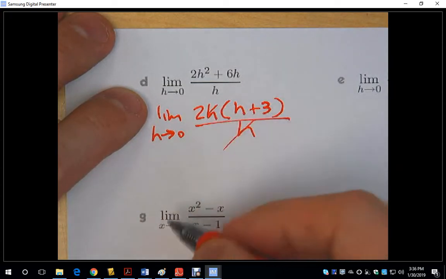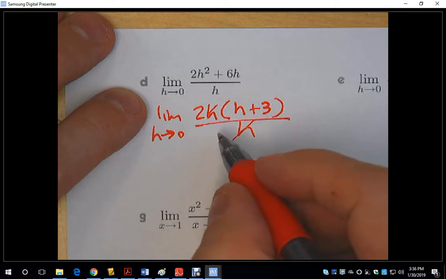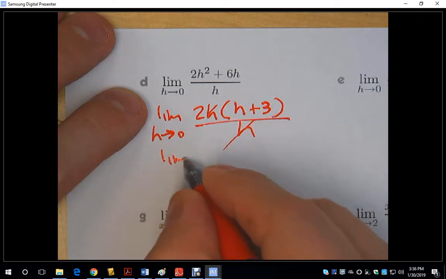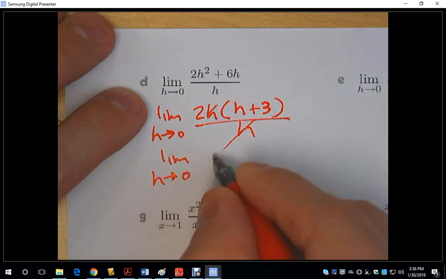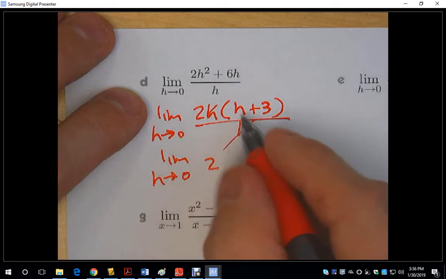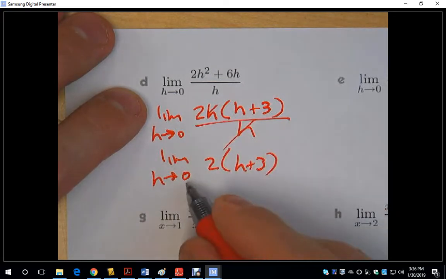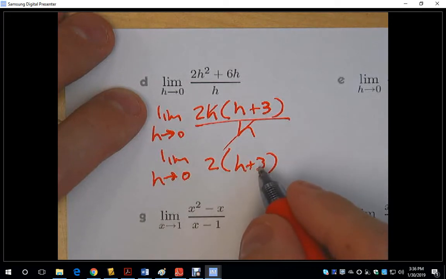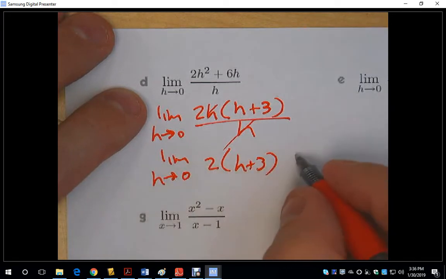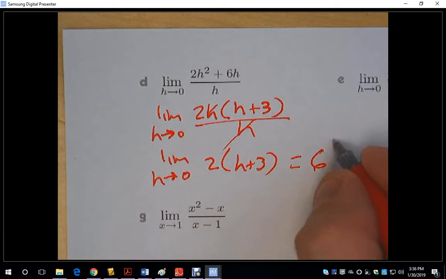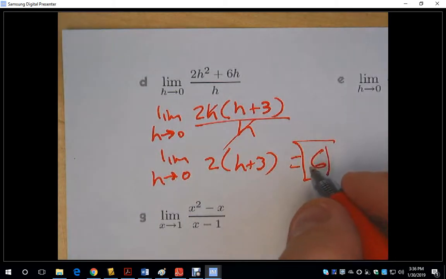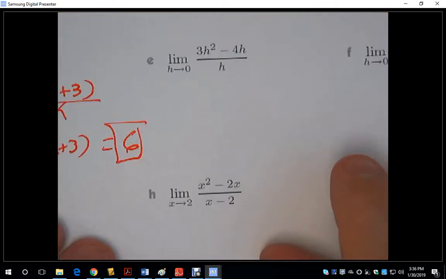H divided by h is just 1, so that's going to give me the limit as h approaches 0 of 2, I'll just leave it in parentheses, h plus 3. Plug in the 0, I get 0 plus 3, which is 3. 3 times 2 is 6, so I get 6 here. So 6.